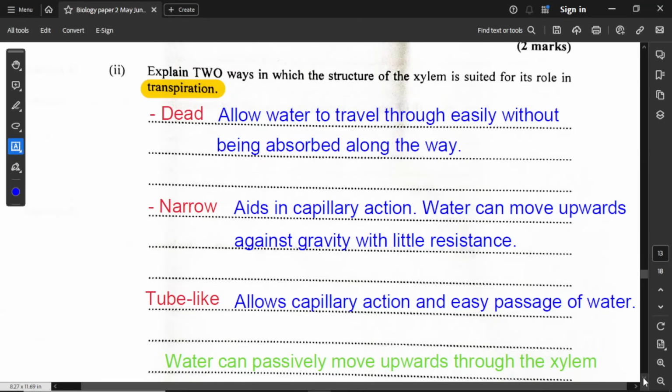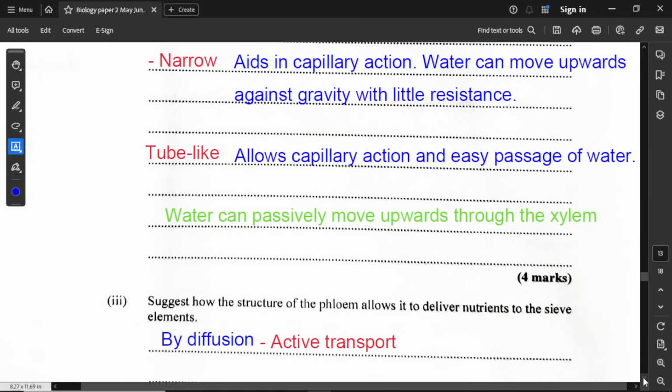Because of this narrowness, it aids in capillary action. That means water can climb through the xylem easily, and so water can move upwards with little resistance against gravity. Also, it's tube-like, which is related to narrowness, of course. Since it's tube-like, it also allows capillary action and easy passage of water. Water travels through tubes quite easily compared to other structures.